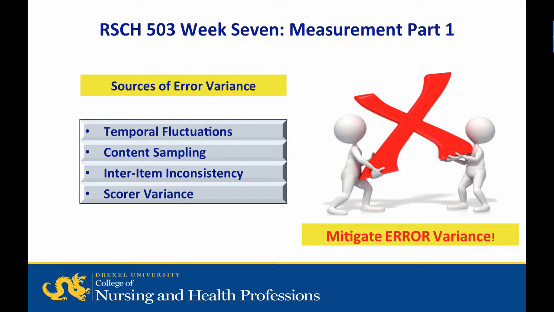To summarize, there are four sources of possible error variance in determining reliability of a test or instrument. Each type of test or instrument reliability may have risk of one or more of these sources of error variance. First, temporal fluctuations. Second, content sampling. Third, inter-item inconsistency. And fourth, scorer variance.